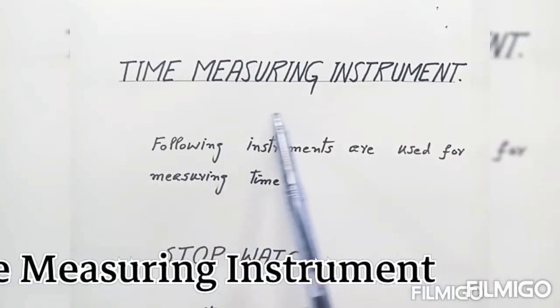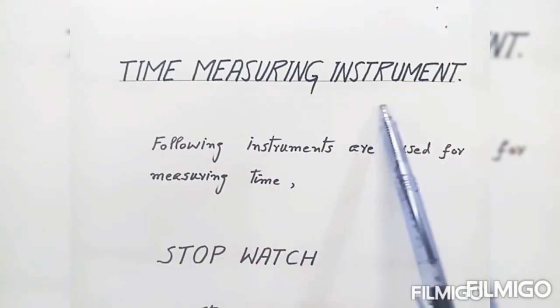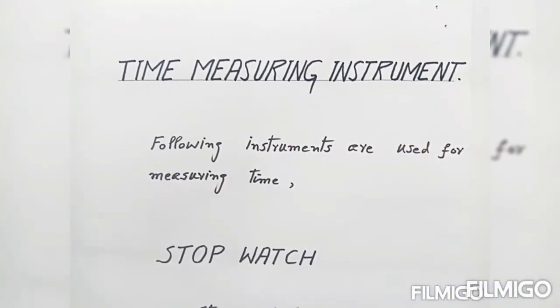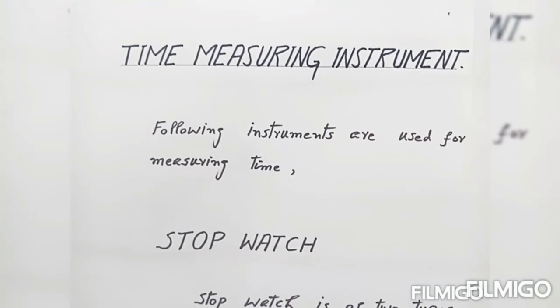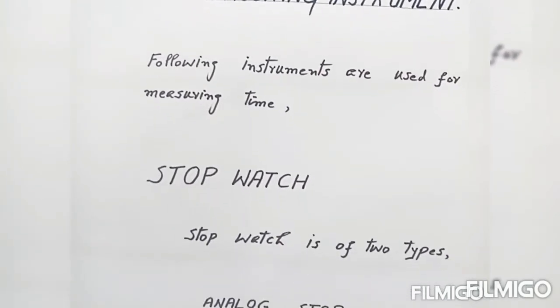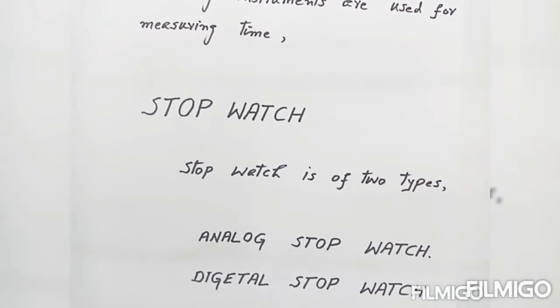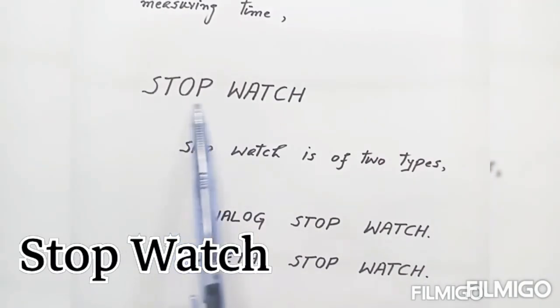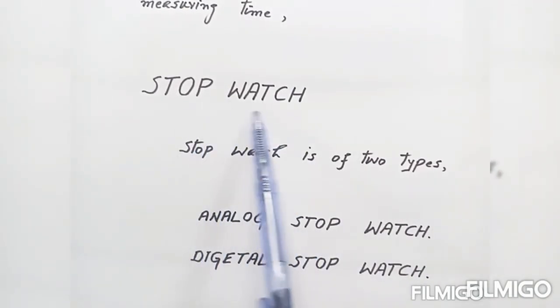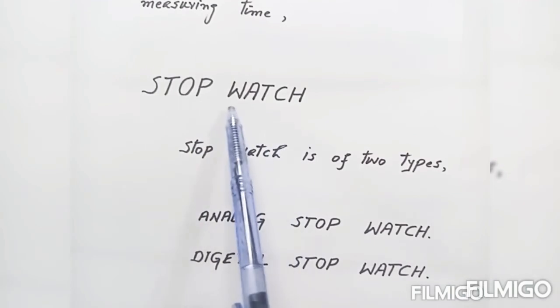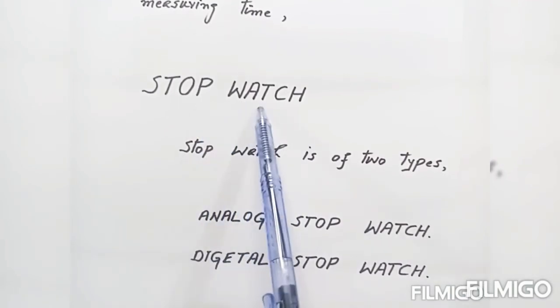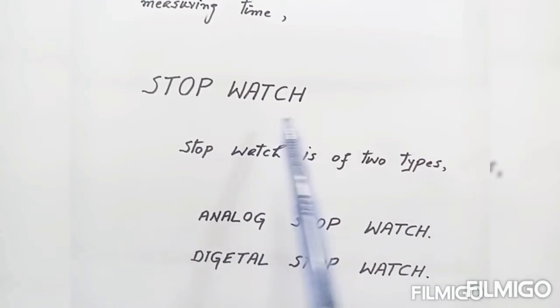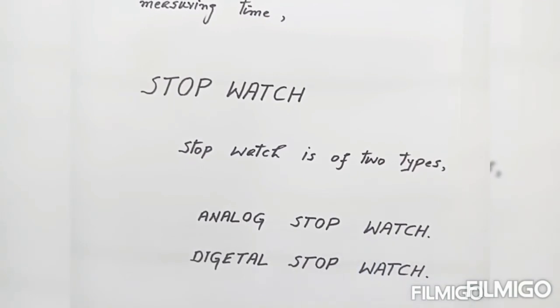Now next are the time measuring instruments. What are the time measuring instruments? There are different instruments which are used for measuring time. For example, the stopwatch is the instrument which is used in the laboratory for measuring time, and I can show you this stopwatch. A stopwatch is of two types, that is analog stopwatch and digital stopwatch. These are the two types of stopwatch which I can show you.